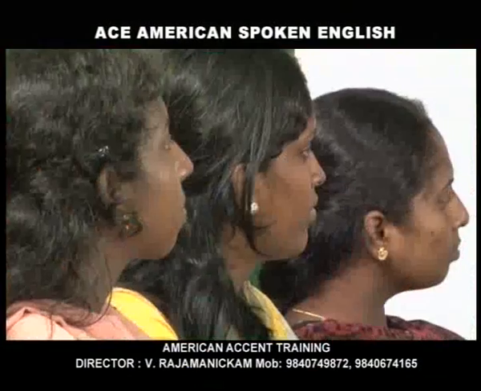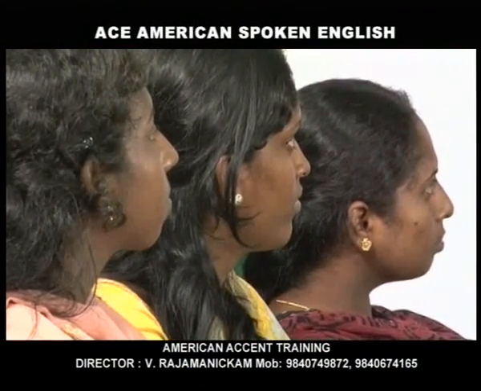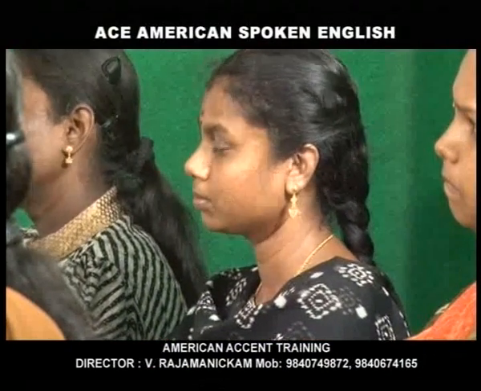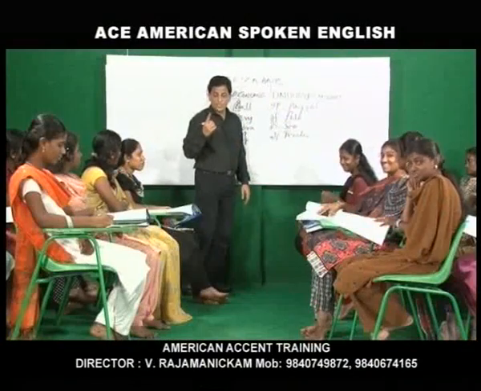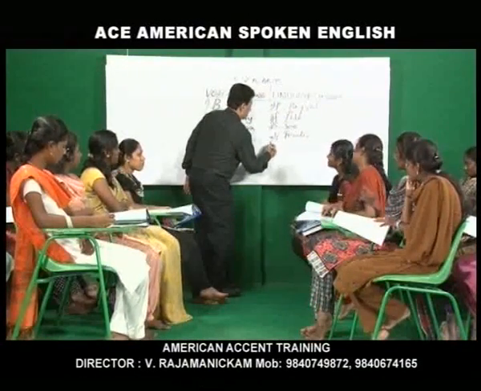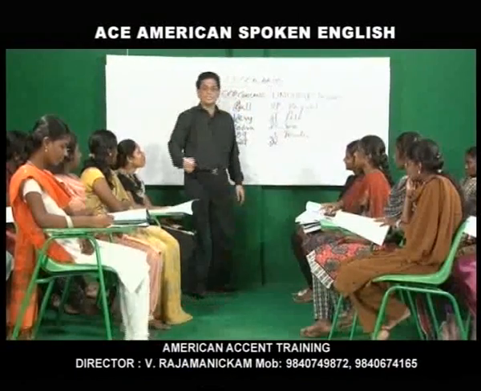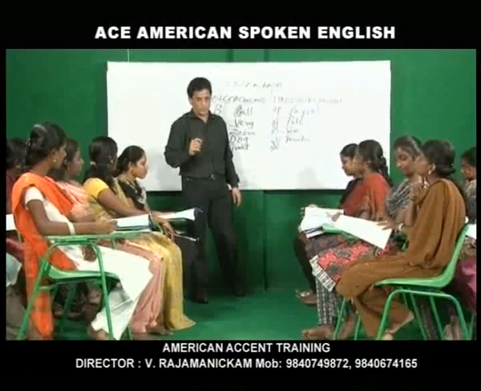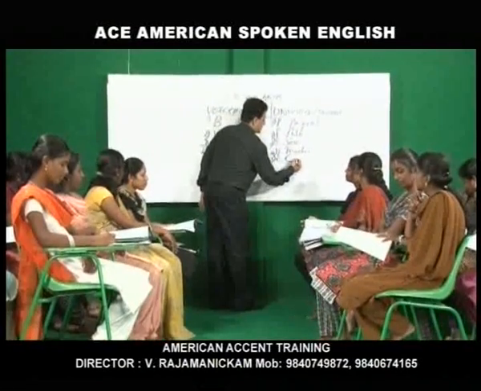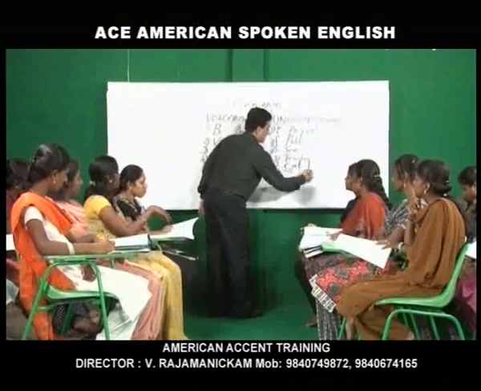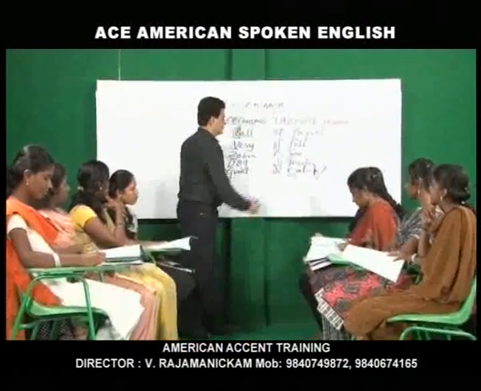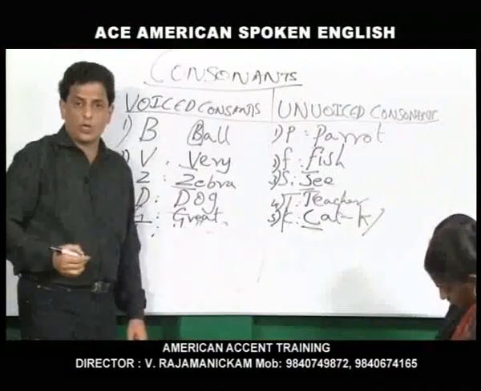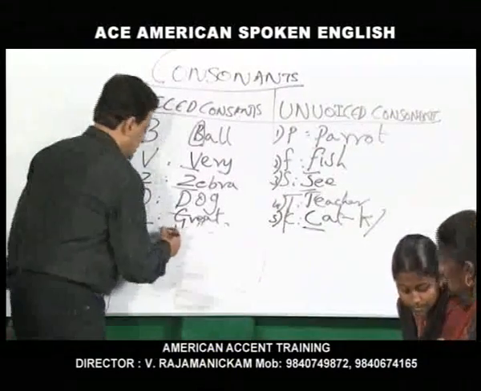Then the next one is G. G is voiced. G is pronounced from your throat. For example, good, great. So what is the partner of G? It is C. How is C pronounced? C is pronounced as K. All C's are pronounced as K. K is an unvoiced consonant. For example, cat. So here C is pronounced as K.